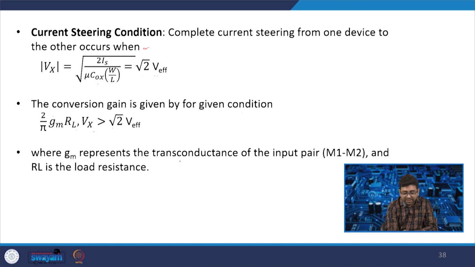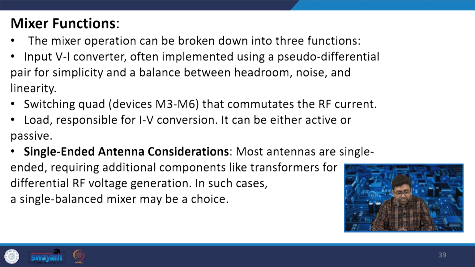where Gm represents the transconductance of the input pair M1 and M2 and RL is the load resistance. So, the same thing we have discussed for the BJT, you can use for the MOSFET or FET mixer. The mixer operation can be broken down into 3 functions. As I told, the input voltage to current converter is often implemented using a pseudo differential pair for simplicity and a balance between headroom, noise and linearity.